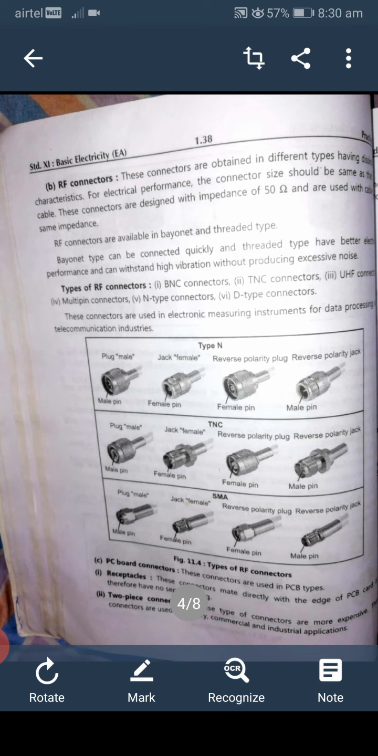Types of RF connector: BNC connector, TNC connector, UHF connector, multi-pin connectors, N-type connector, D-type connectors. These connectors are used in electronic measuring instruments, for data processing and in the telecommunication industries. The diagram of types of RF connector is shown in the below diagram.